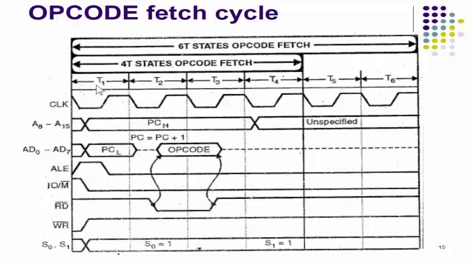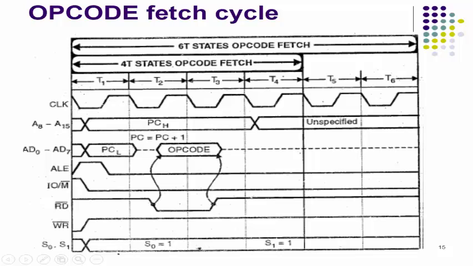So this is the timing diagram for the first machine cycle, that is the opcode fetch cycle. First we will see the various signals in this particular timing diagram, and then we will move one by one, T state wise. Here T1, T2, T3, T4 are the T states or clock cycles. Simply we can say a 4 T state opcode fetch cycle, and if we consider T5 and T6 clock periods or T states, here the 6 T state opcode fetch cycle is also shown.